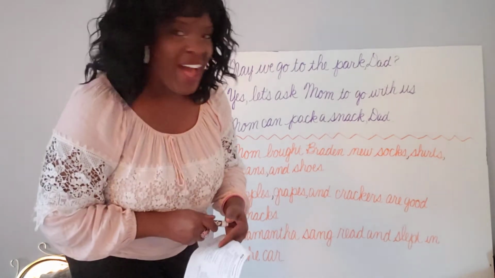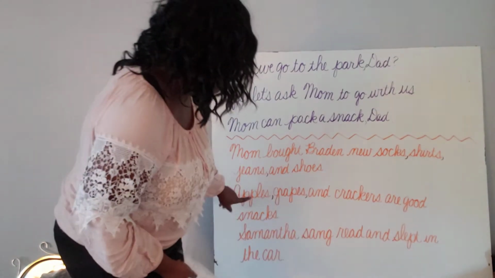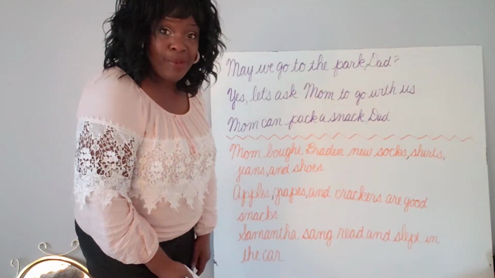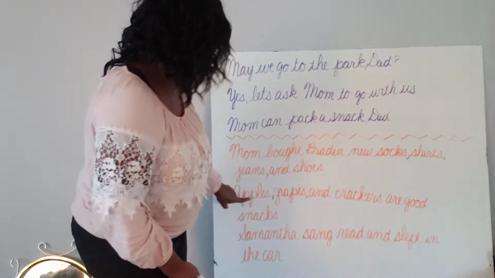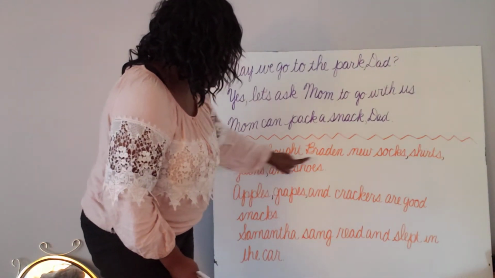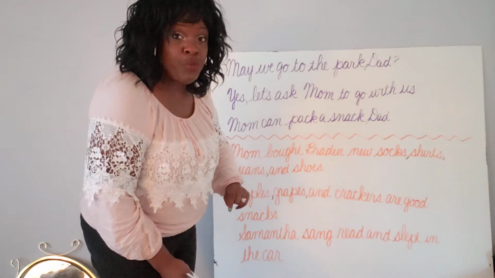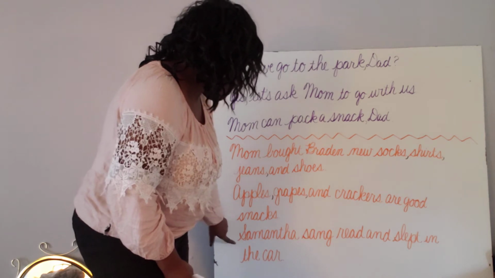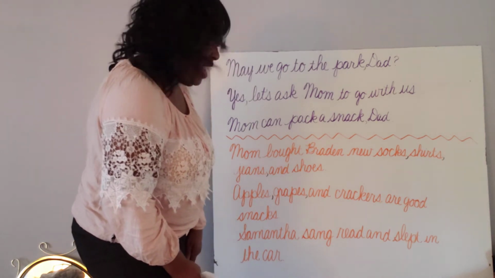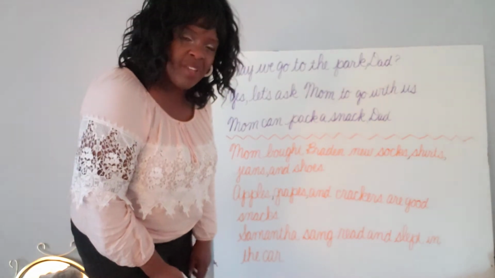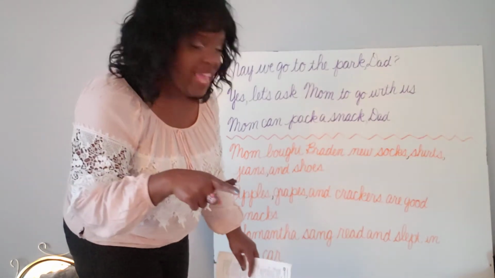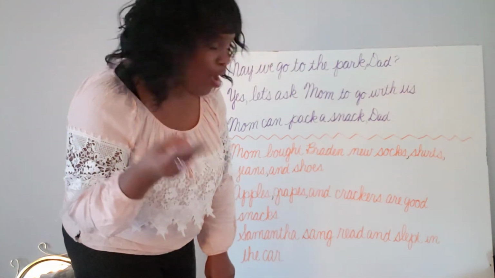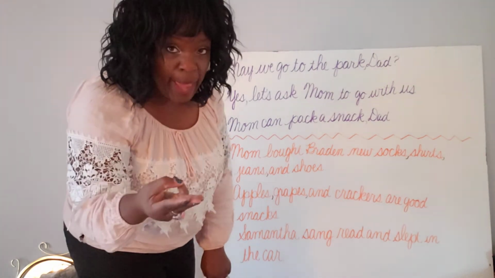Remember, no commas after and, right? So we have apples, comma, grapes, comma, and crackers are good snacks. And that's all that we have to do. So they're word series. When you have three or more words in a series, we put commas in between those words. Then our last sentence, it says, Samantha sang, read, and slept in the car. Wait, what? What did she do? Oh, Samantha sang in the car. Samantha read in the car. And Samantha slept in the car.